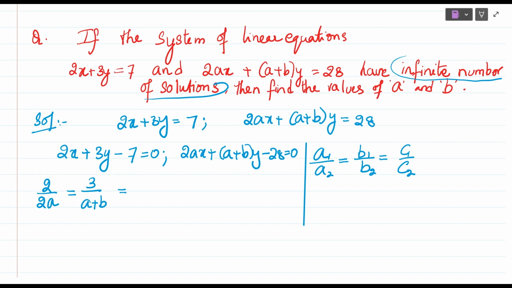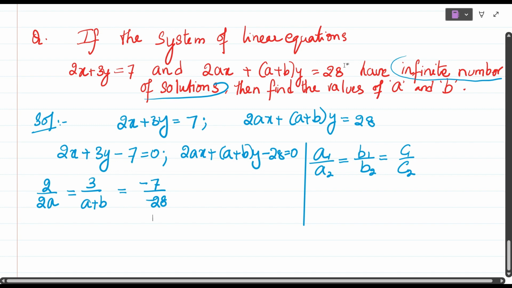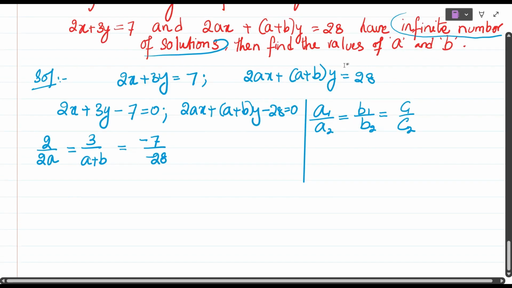Clear? So C1 by C2, what is C1? Minus 7 by C2, what is C2? Minus 28. Did you understand, students? Now what we are going to do is find the values of a and b by equating.